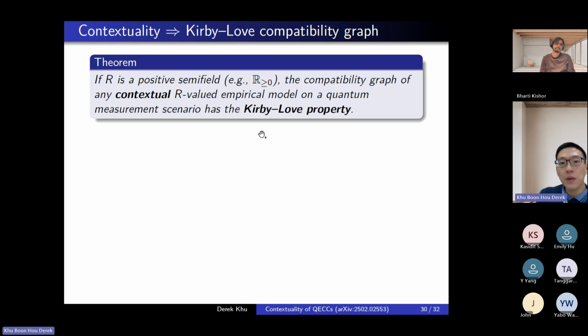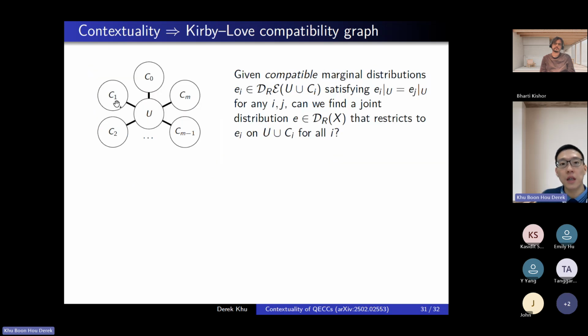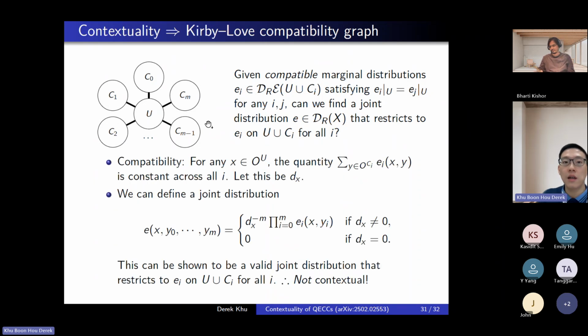And for contextuality, we begin in the same way. We show that there is such a structure if it's not Kirby-Love. And then the question is, given marginal distributions on, say, U union C0, U union C1, and so on, is there a joint distribution across all of them? We show that basically you are able to define such a joint distribution, but I would not go through the proof right now.